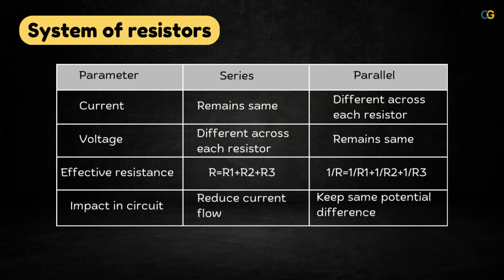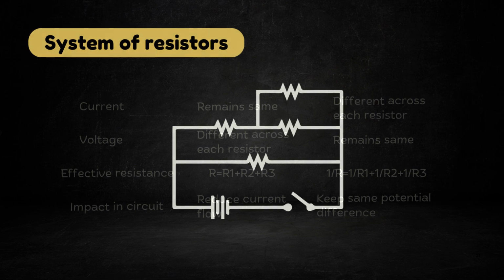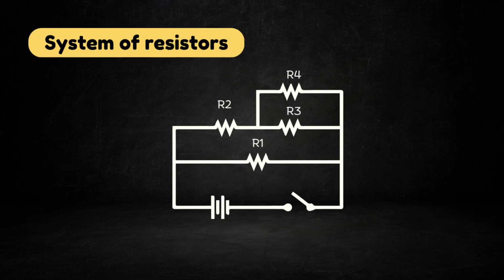Let's see how we determine whether the resistors are connected in series or in parallel in a complex circuit as such. So start from the positive terminal of the cell, and as we know, we start drawing the current. Where the current divides, those two sections are in parallel. So here the R1 and the above system are in parallel with each other.